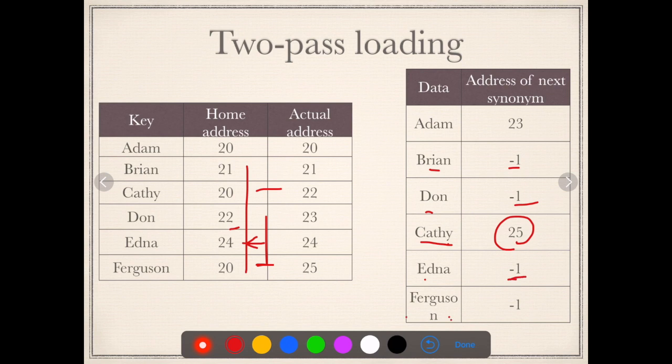Ferguson also, there is only one key with the address 20. After this, there are no other keys with the address 20. So you are going to end it with -1. So this way we are going to do a 2-pass loading. Now if I search for Don, it will look at the address 22, which is found in this particular location, and you will be able to find the data without any problems. So this is why you need to do 2-pass loading when you are using chained progressive overflow.